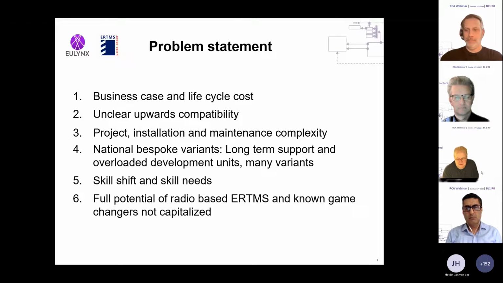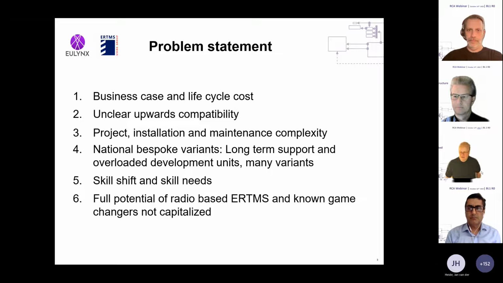Then the other point was, of course, we need a simplification of skills, so skill needs. The quality of the products, or the architecture, or the implementation of the railways should make it simpler to maintain. And last but not least, as you all know, radio-based ERTMS, when we talk about the game changers, is able in principle to be as performant as CBTC, high-tuned urban systems or other systems, because radio-based control systems are able to do that. But up to now, the architecture is not capitalizing fully on these possibilities, because what we did in the past was a little bit a mixture of old and new. So we want to clean up a little bit and get the full potential out of radio-based ERTMS.